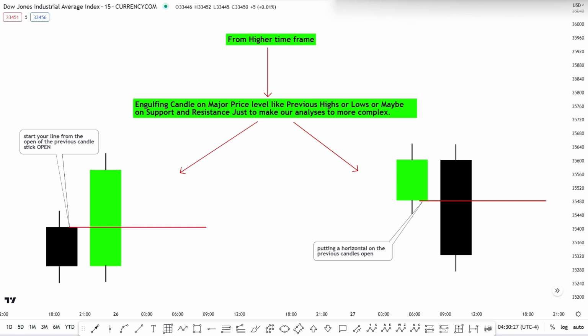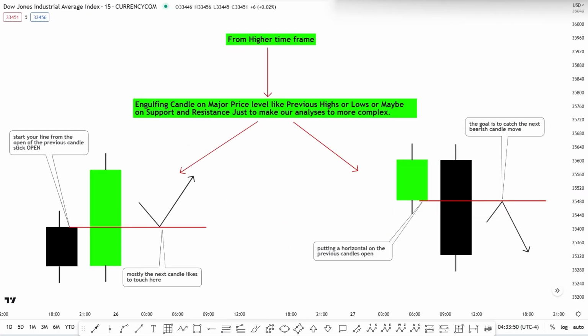After identifying an engulfing candle on the higher time frames, the next step is to draw a horizontal line on the body of the previous candle. This horizontal line will serve as a reference point for making entries in the lower time frames. By placing a horizontal line on the body of the previous candle, we create a visual guidance that helps us determine potential entry points in the lower time frames. The primary motive behind using this horizontal line is to help us capture the next swing low or high on the higher time frame chart, using the lower time frame to enter the market with a low risk.